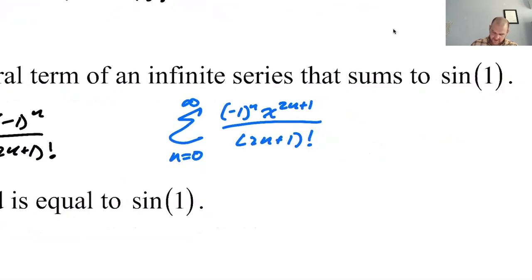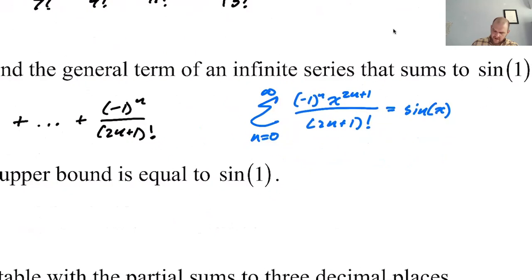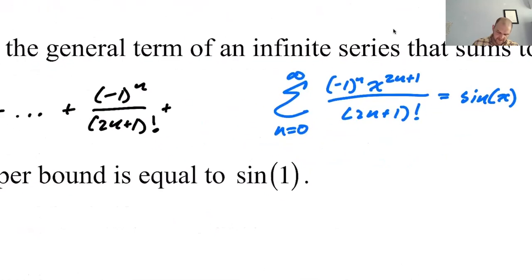So this would actually equal sine of x. If we went to infinity, we would get that. But I'm not actually done. I was just explaining where the 1 came from. But here, since we're plugging in 1 for x, we just get negative 1 to the n over that. Plus dot dot dot. Now we're done.